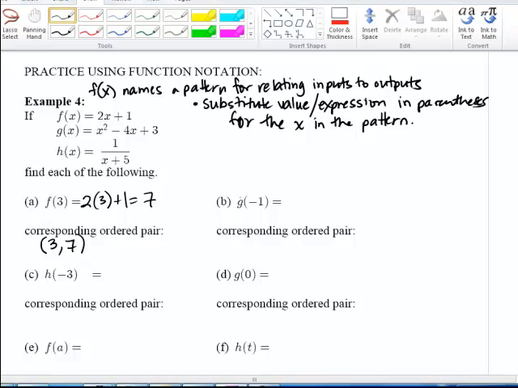So now it's saying use the pattern for g, but input -1 where the x is. Anytime you substitute a value for x, you need to put parentheses around it. So here we'd have the value (-1) squared minus 4 times (-1) plus 3, right? So we took this -1 and put it in for each of the x's in the pattern g. So that's going to give me 1 plus 4 plus 3, so 8. And again, we could write that as the ordered pair: when the x is -1, the y is 8.